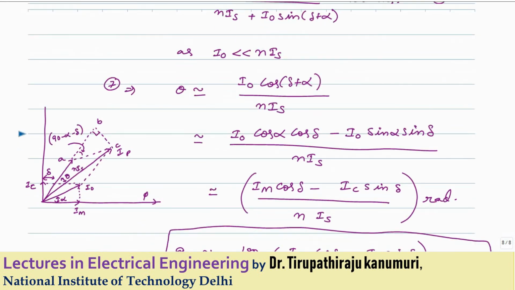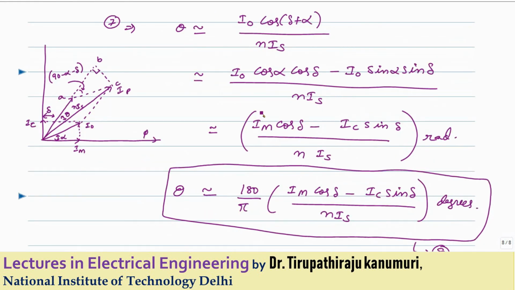Then this becomes theta is approximately equal to I naught cos delta plus alpha divided by n times of Is. Again same way I am expanding this one and then replacing with the magnetizing component and the core loss component, because we know cos A plus B is cos A cos B minus sin A sin B. So this I can write as Im cos delta minus Ic sin delta, because I naught cos alpha is nothing but Im, I naught sin alpha is nothing but Ic. I have just replaced here.